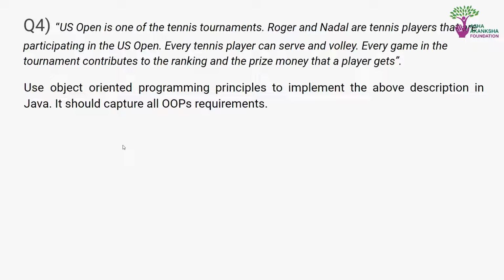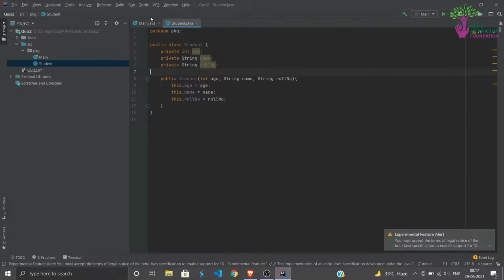Question number 4: US Open is one of the tennis tournaments. Roger and Nadal are tennis players participating in the US Open. Every tennis player can serve and volley. Every game in the tournament contributes to the ranking and the prize money that a player gets. So we had to use object-oriented programming principles to implement the above description in Java and capture all the OOP requirements. So let's do so. First we have to make a tennis tournament class, and then we'll also have to make a tennis player class.